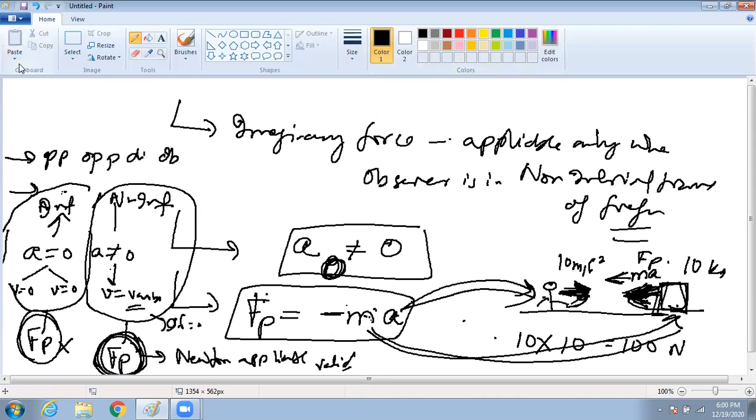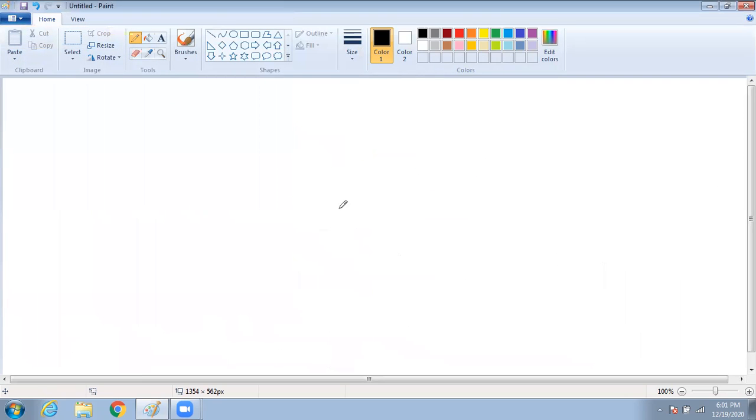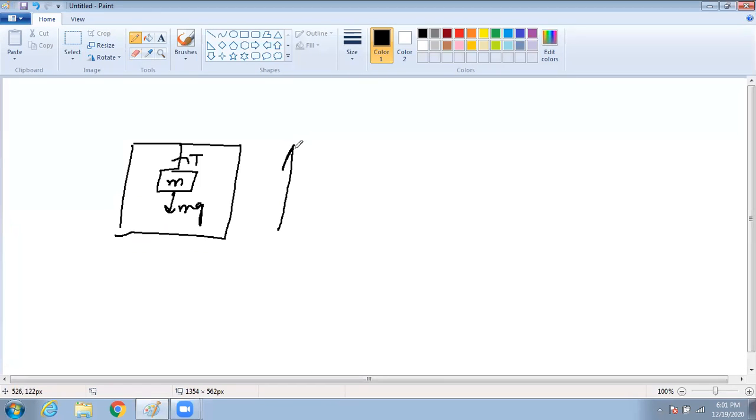Now let us see a small problem and try to understand. There is a lift and there is a mass hanging in the lift. Obviously there will be a tension and there is mg, and the lift is moving up with acceleration a. Now Siddhi is standing outside and looking at this lift, which is going up with acceleration a.